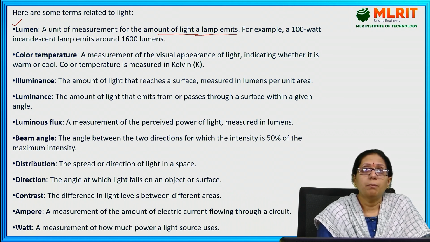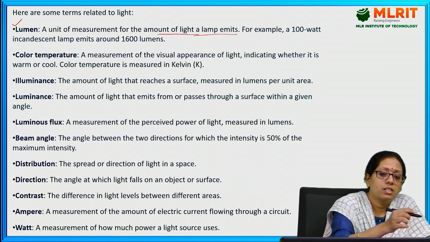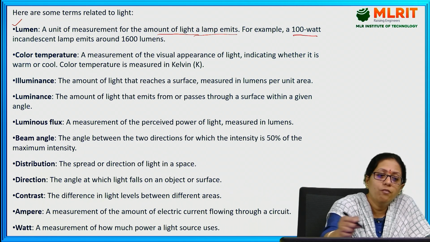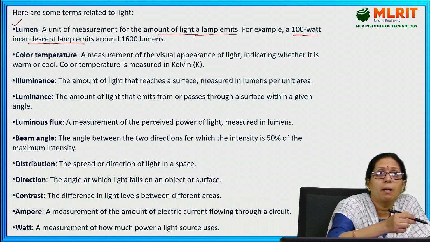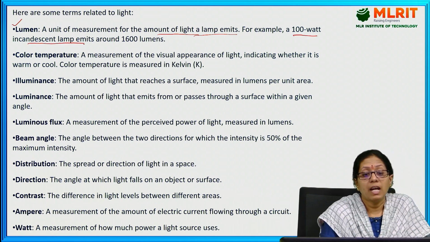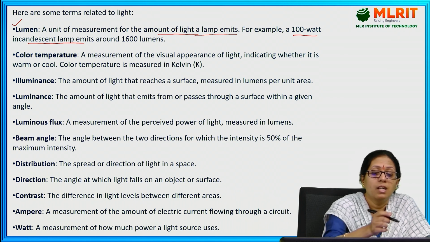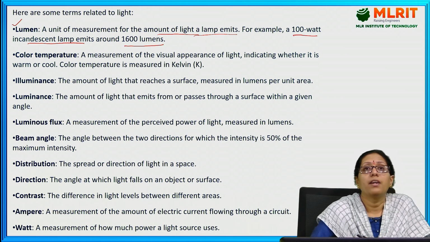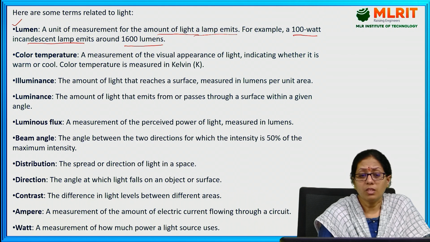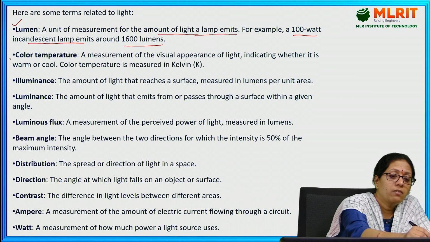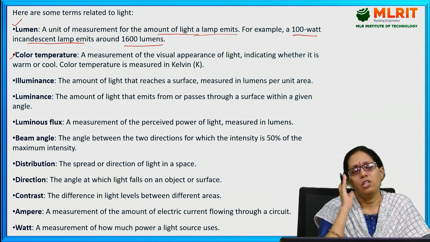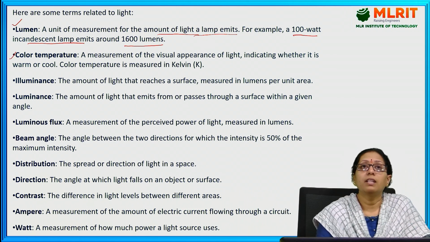For example, a 100 watt incandescent lamp emits around 1600 lumens. Next, the second one is color temperature.